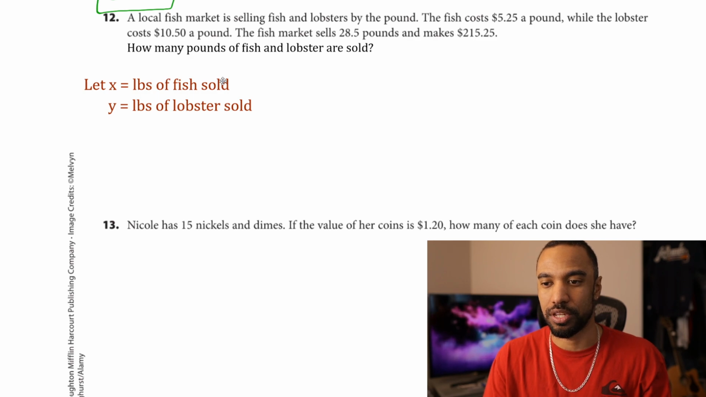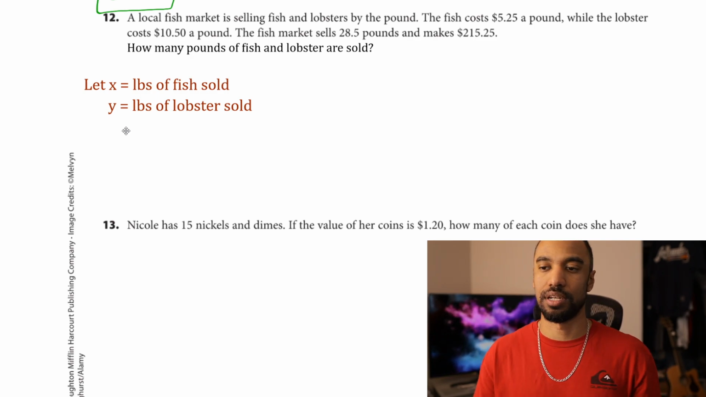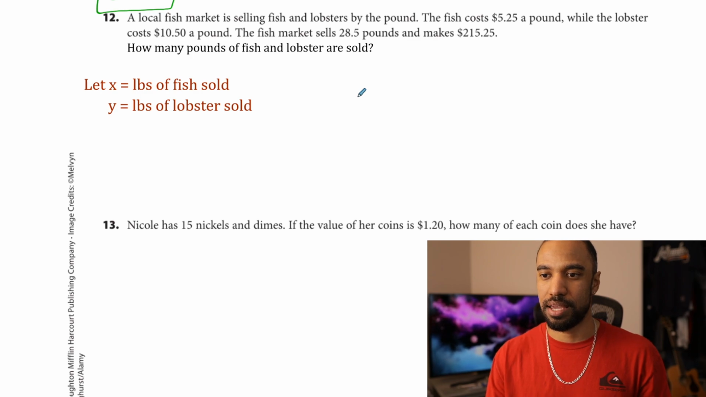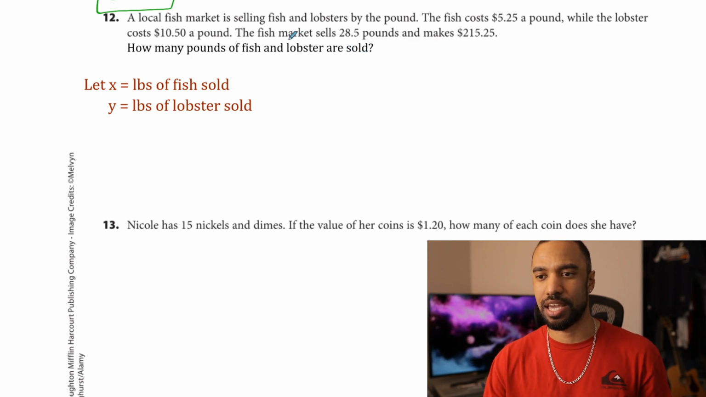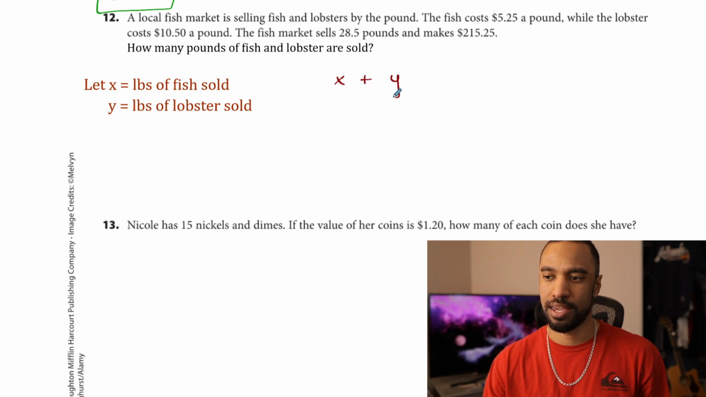So I'm going to let x equal the pounds of fish sold, and y equal the pounds of lobster sold. Not number of fish, number of lobster, but they are going by pounds here. Okay, so here we go. Let's make equations, kind of like last time. 28.5 pounds total, x plus y equals 28.5.